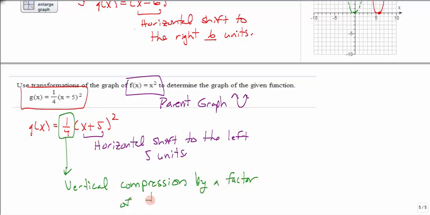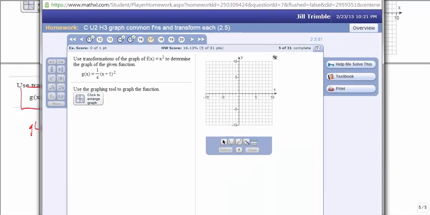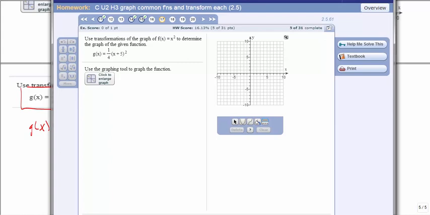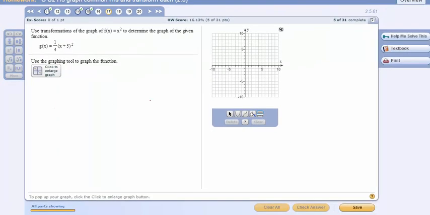1/4. Now some of these are a little bit hard to graph because with that compression by a factor of 1/4, some of those points are a little bit hard to get. So let's go ahead and pull into my math lab here and see what we can get this to look like. So first of all, you draw your parabola tool, and here we are starting at the origin. I want to go 5 units to the left. 1, 2, 3, 4, 5.